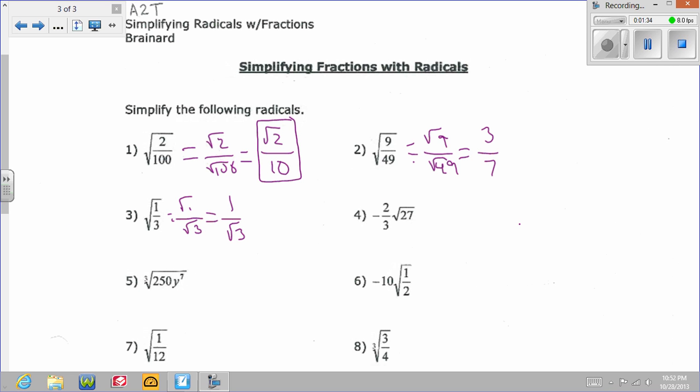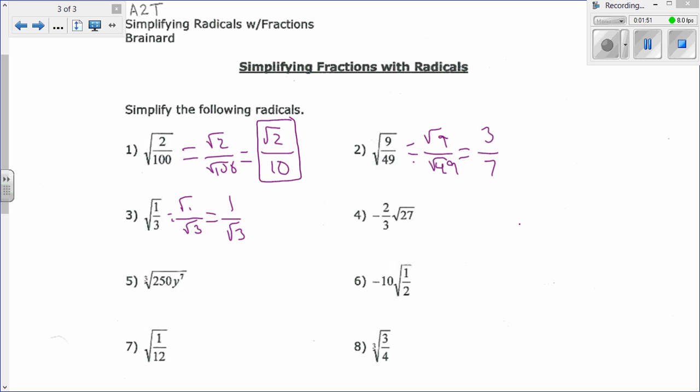Okay, let's try that again. In math, I cannot keep a radical in the denominator. So I need to rationalize the denominator to get rid of the radical. The only way to get rid of the radical is to multiply by 1 in disguise. So I'm going to multiply the numerator and the denominator by radical 3.